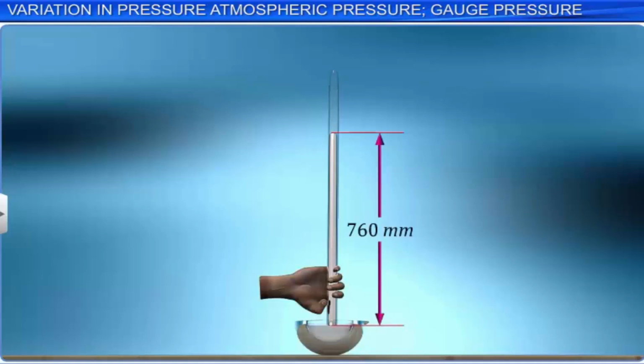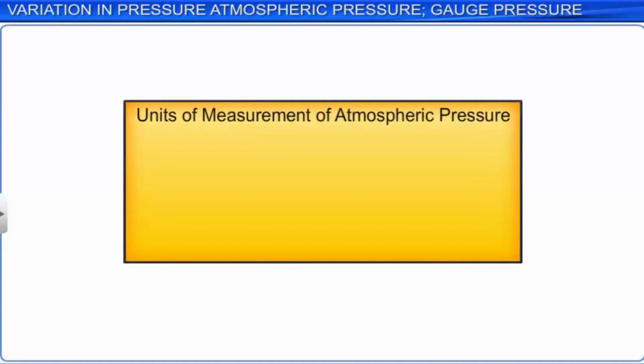There are different units of measurement for atmospheric pressure. It can be measured in millimeters or centimeters of mercury column in the barometer. Or Torricelli's. 1 Torricelli is equal to 1 millimeter of mercury column. Or in Newton per square meter, or Pascal in SI, or dyne per square centimeter in the CGS system, or in bars. 1 bar is equal to 10 raised to the power of 5 pascals.